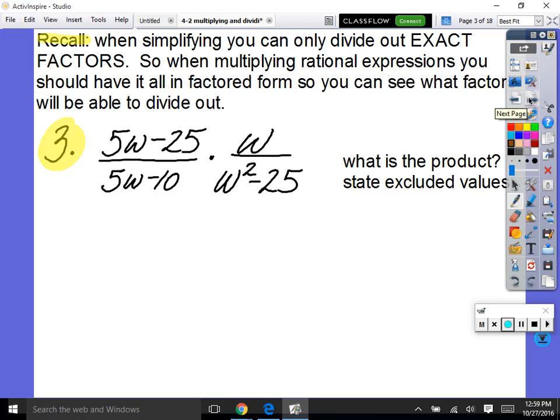Okay, so recall when simplifying, you can only divide out exact factors. So when multiplying rational expressions, you should have it all in factored form so you can see how we're able to simplify it correctly. So looking at this, are we multiplying? What we're going to do is factor it all so that we can simplify first. So here we go. Let's factor this piece. What does this piece factor to be? 5, and left in our parentheses will be?